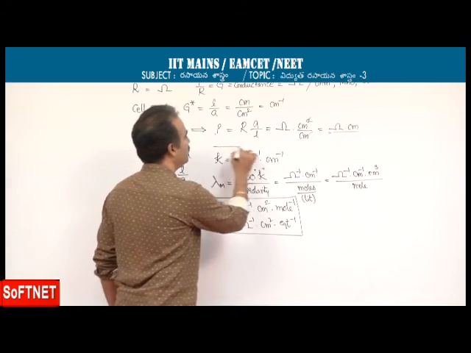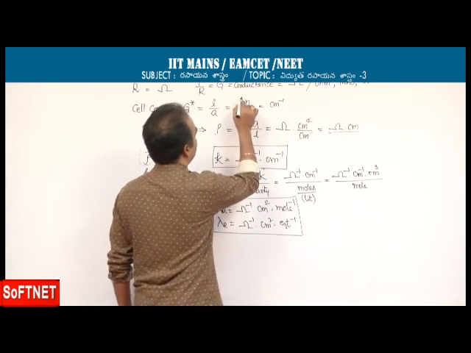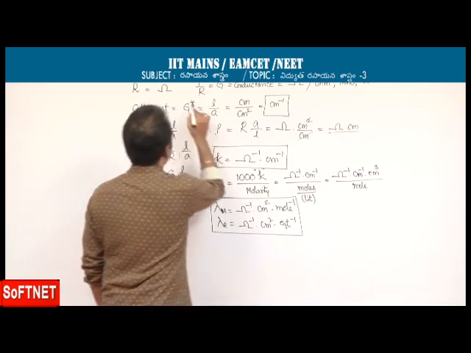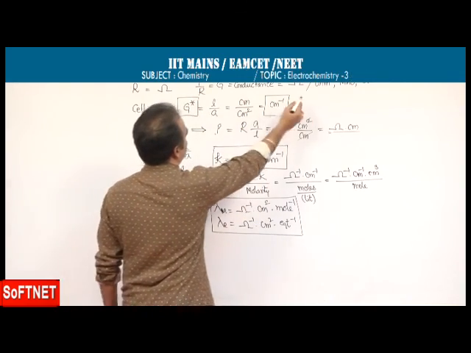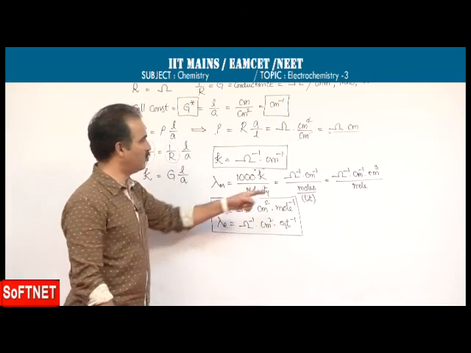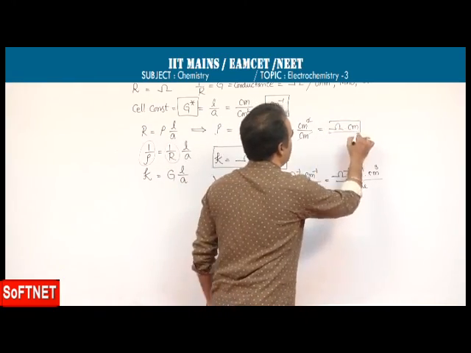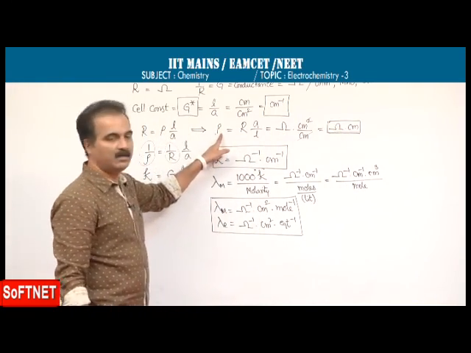So, you should be very careful with units when you do the problem. That is cell constant, and this is conductance units, etc. Ohm inverse and centimeters is nothing but specific resistance.